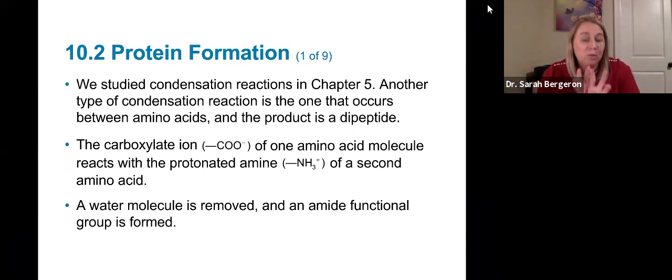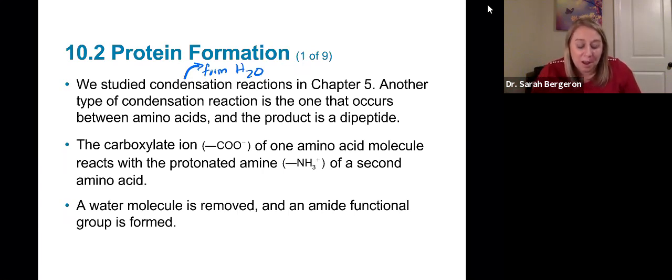So what happens when you do a condensation reaction? If you're going to have condensation, this means that we are going to form water, right? So you lose a hydrogen, you lose a hydroxide, and you make one new product, right? So it's the carboxylate ion of one amino acid and the protonated amine from another amino acid that really react together. And that water molecule is removed, and then you have an amide functional group that's formed from that.